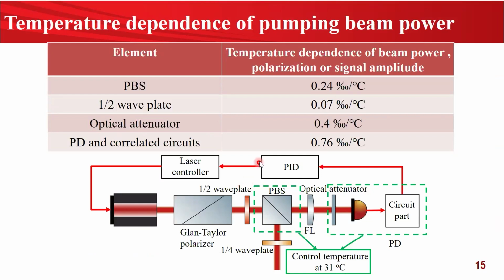And here is the pump light part, and we especially measured the temperature dependence of the elements inside. And we find from the figure that these three elements, PBS, optical attenuator, and PD with its correlated circuits, have shown larger temperature dependence than the half-wave plate. And we control the temperature of these three elements at 31 degrees Celsius. And the system becomes more stable.